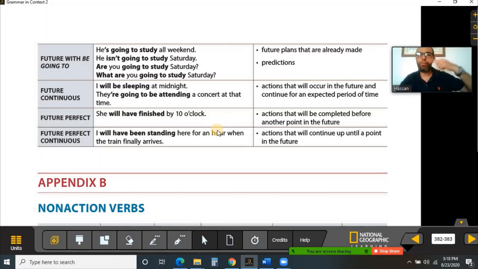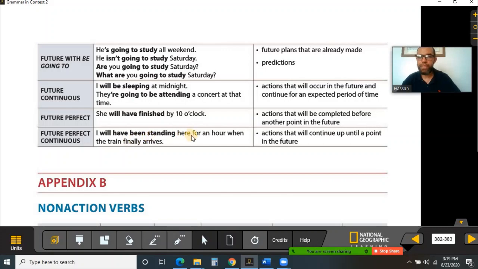What will you be doing? I will be watching, I will be studying, I will be writing, I will be sleeping, I will be driving, I will be traveling. Now we use the future perfect continuous when we are interested in how long the action will be taken in the future.